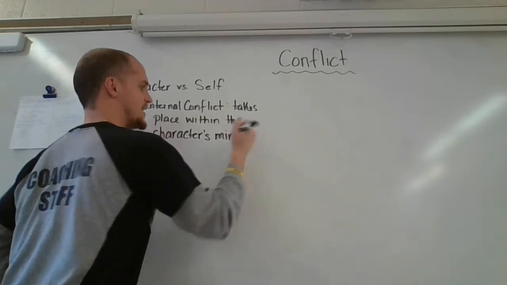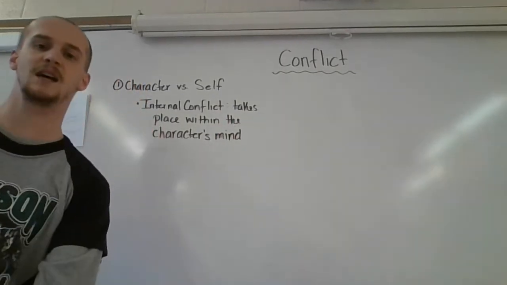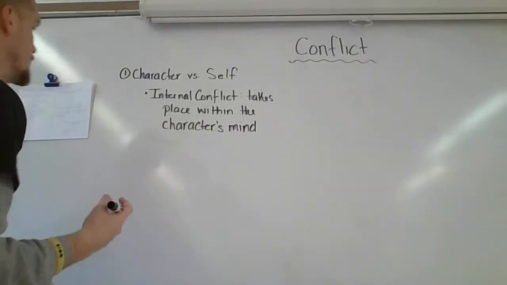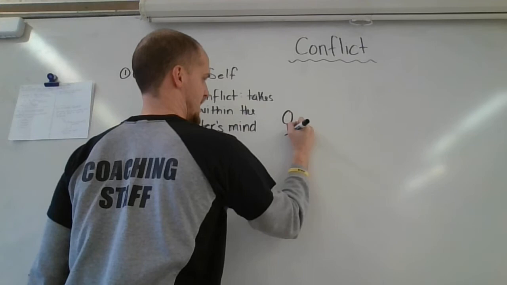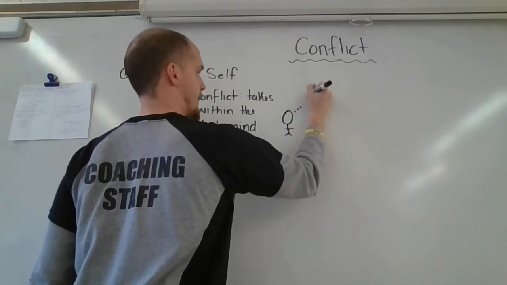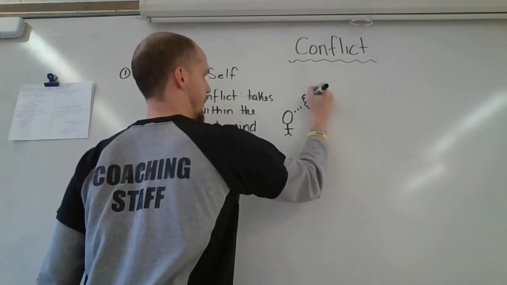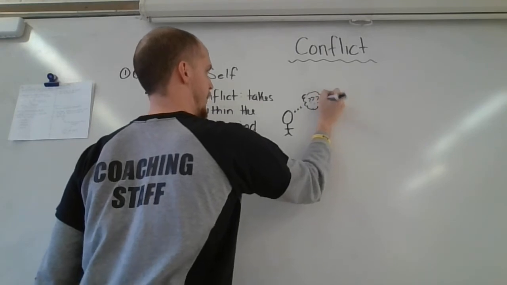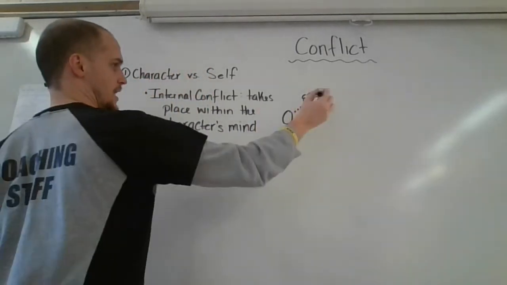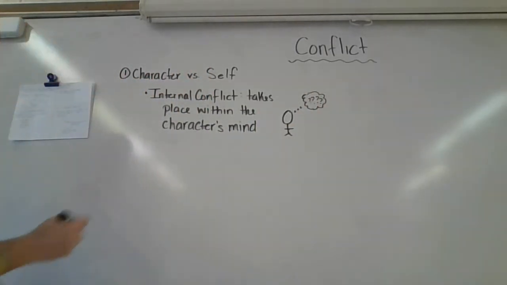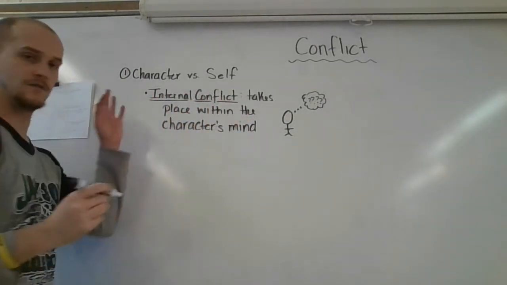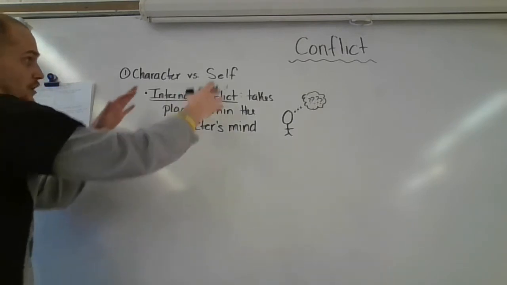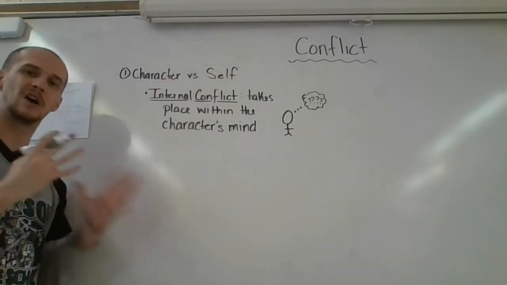So there's nothing that can be seen. There's nothing that can be touched. It's not really tangible. It just takes place inside the character's mind, and that's where all the conflict is. Vocab word that you need to know: internal conflict. But internal conflict and character versus self are the same thing.